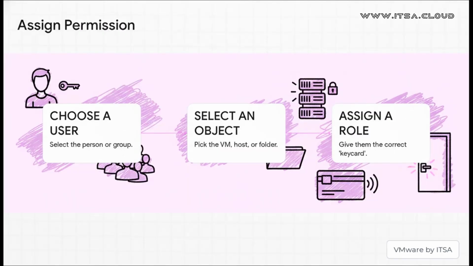So how do you actually do this? It sounds complex, but in practice, it's a really simple three-step dance. First, you choose your user. That's the person getting the key card. Second, you select the object, the specific room they need to get into. And third, you assign the role. You give them the right key card for that specific job. That's really all there is to it.